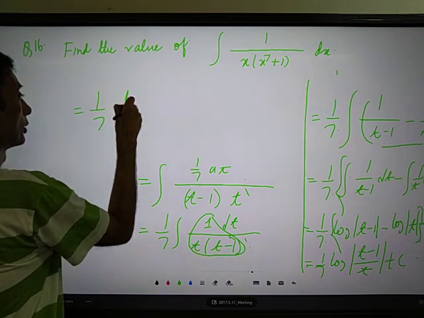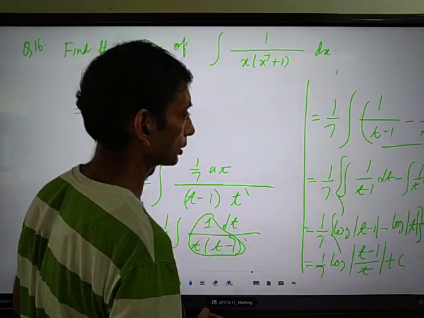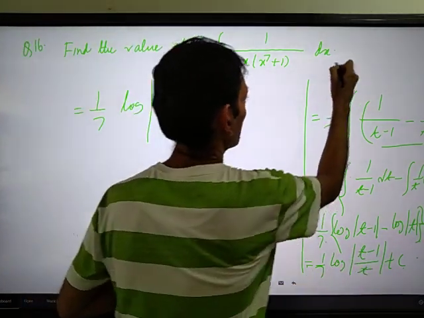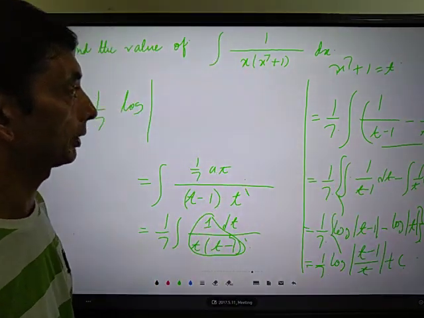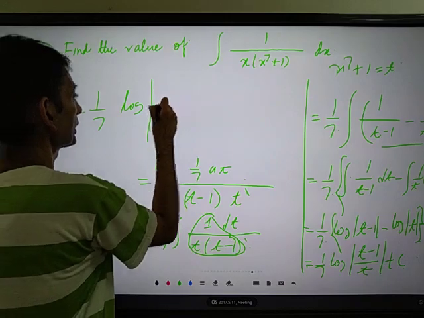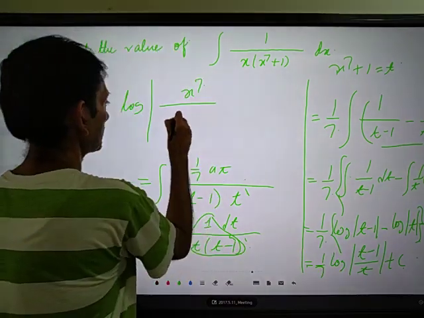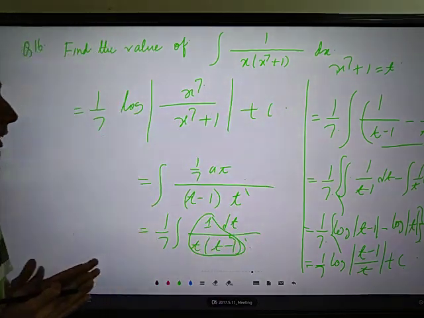Okay, log x to the power 7 plus 1. Let x to the power 7 plus 1 equal t. Fine. So t minus 1 is equal to x to the power 7. So you will get, this is x to the power 7 and this is t. The t value is x to the power 7 plus 1 plus 3. So finally you will get these answers.